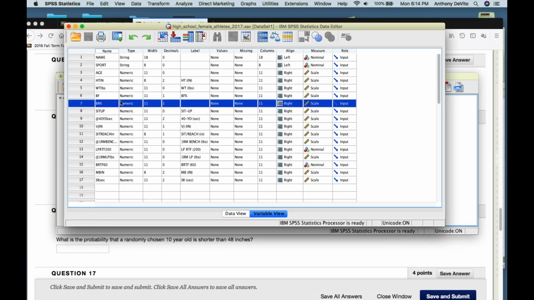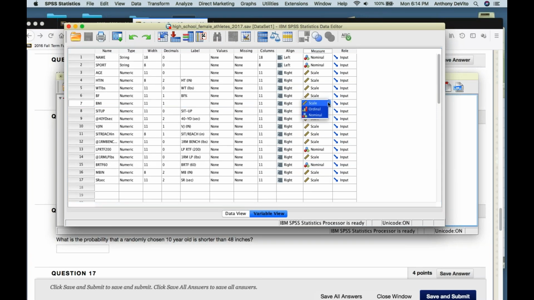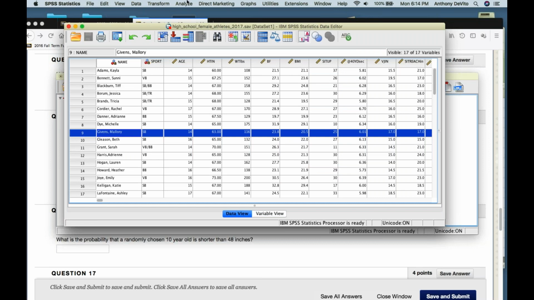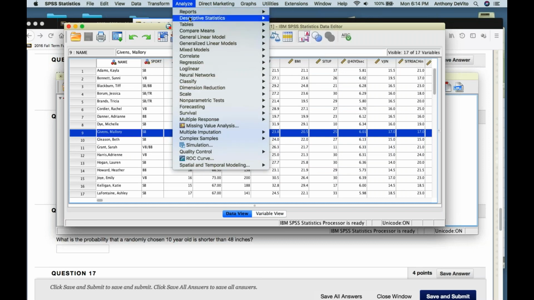Here's BMI. BMI is a numeric variable. You can see SPSS has identified it as scale as opposed to ordinal or nominal. Okay, so we know we're going to be able to work with it. It's a number. I'm going to go back to the data view. So I'm going to say analyze, descriptive statistics. And now I have a few choices.